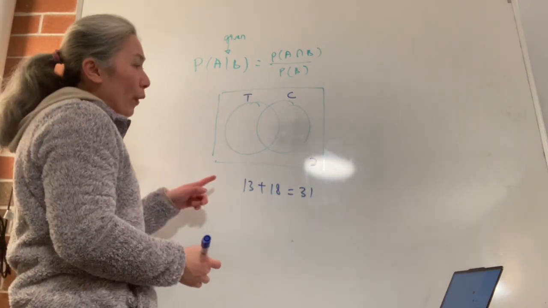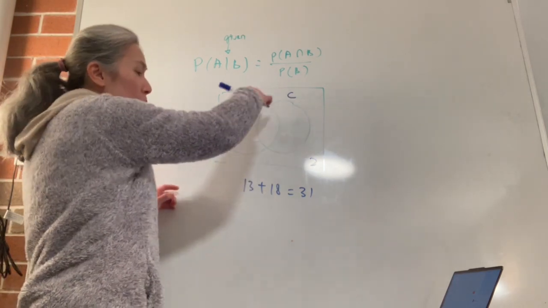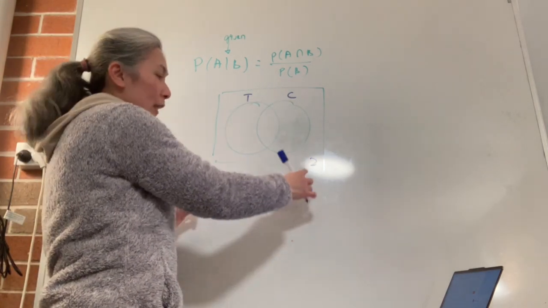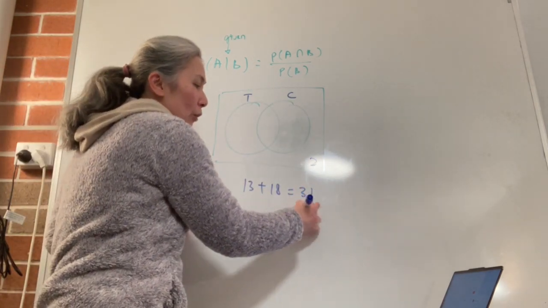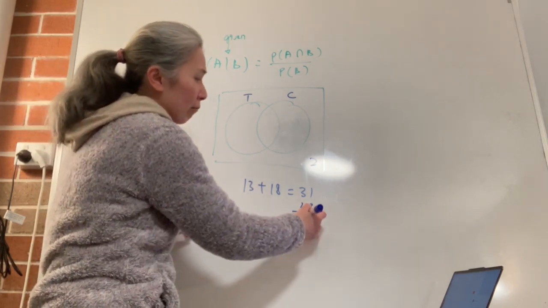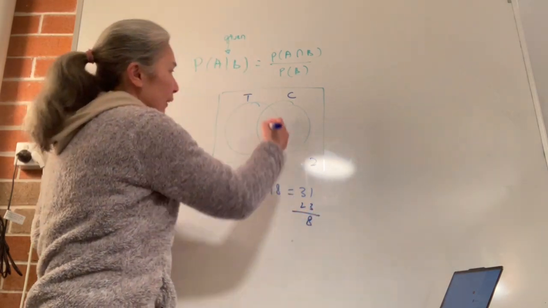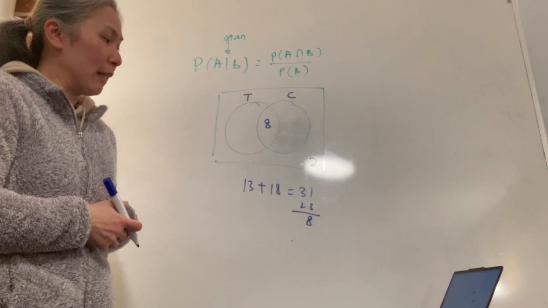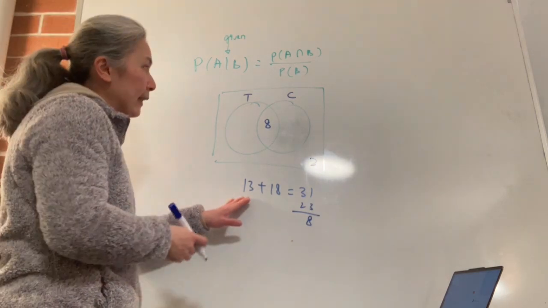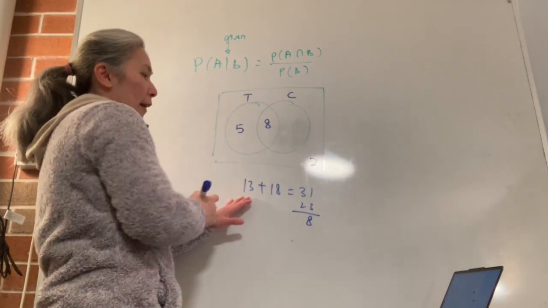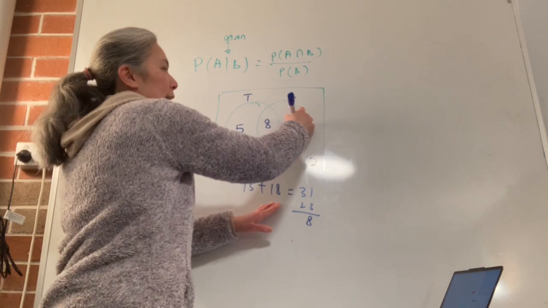But you only have 23 people in here. Total is 25, but 2 are standing outside. So 31 minus 23, what is that? 8. So we have 8 right in the middle. And then 13 like tea, so that leaves 5. This is left with a 10.